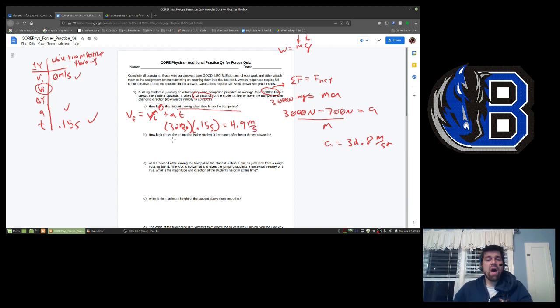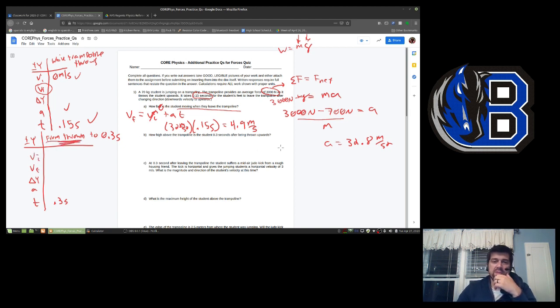Got it. How high above the trampoline is the student 0.3 seconds after being thrown? Okay, let's do a new chart, because this is a different section of motion. This is from being thrown to 0.3 seconds later. So time is 0.3 seconds. I just found my initial velocity. We just said they throw me with 4.9 meters per second. And I want to know how high I am that time later.